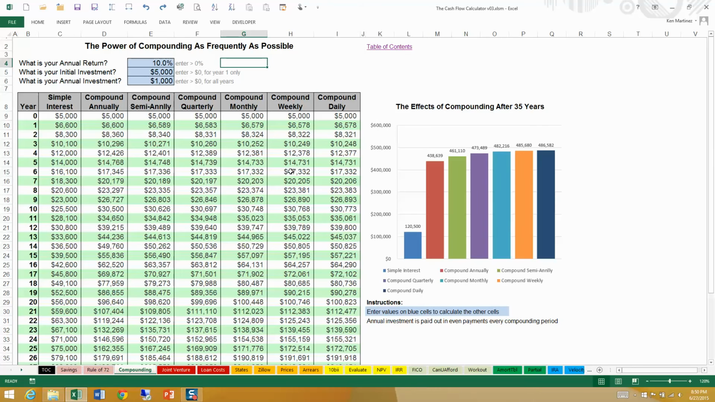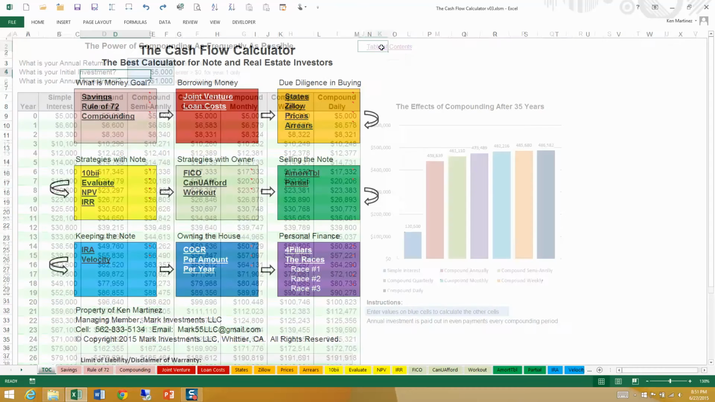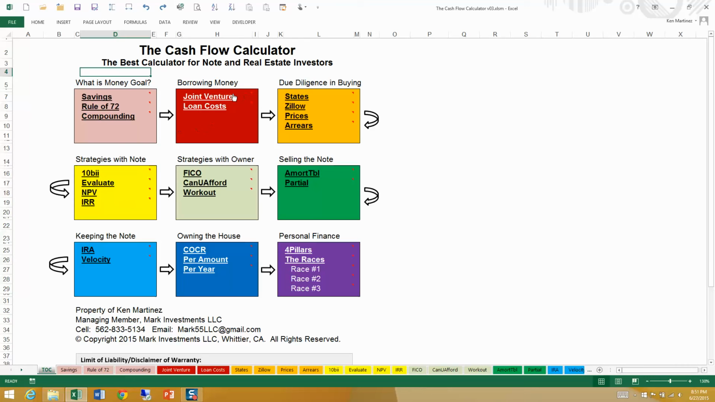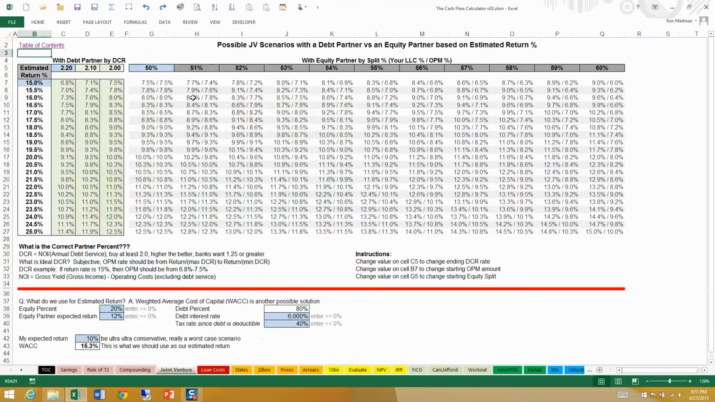How to evaluate the effects of compounding on your cash flow. So over a period of 35 years, you can see the effects of different frequencies of compounding, including simple interest. The red section, borrowing money. First one is joint venture.